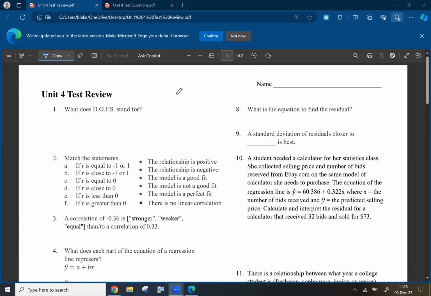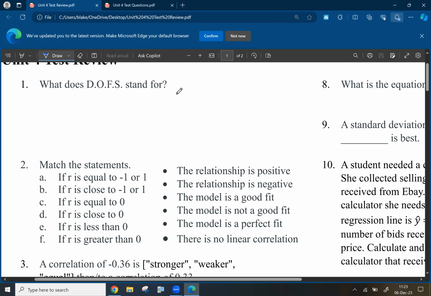So number one, what does DOFS stand for? DOFS, as you hopefully know, stands for: D stands for direction. O stands for outliers. F stands for form. And S stands for strength. Those are DOFS: direction, outliers, form, and strength.